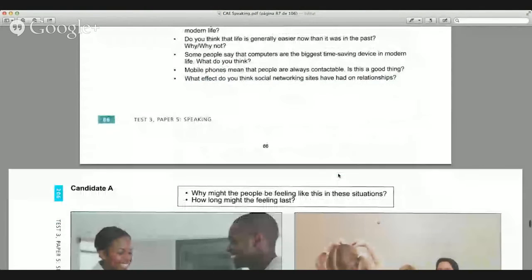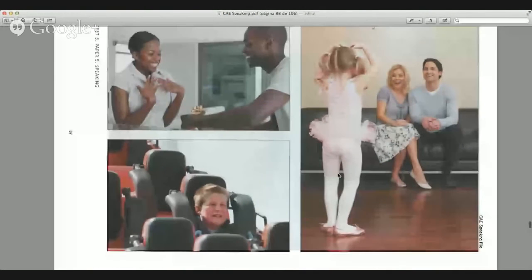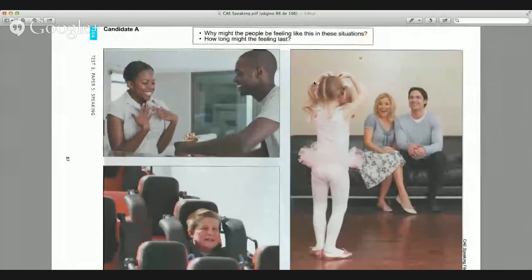So, for this first one, the questions we have at the top are, why might the people be feeling like this in these situations, and how long might the feeling last? So again, we want to talk about these questions and compare the pictures. You don't just want to talk about what's in the picture. So, Ikaken, I'll put a minute on the clock, and I'll stop you at the end of that minute. So whenever you're ready, start speaking.